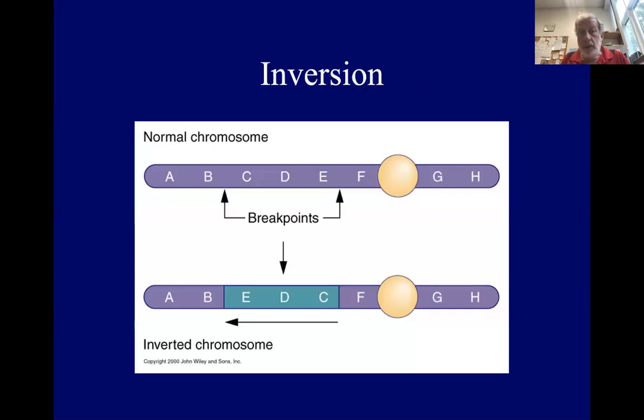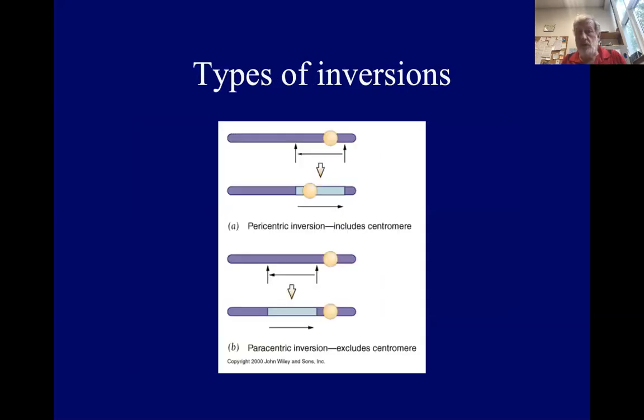So here is a breakpoint between genes B and C and E and F, and then we have that region flip over. So now our gene order is A, B, E, D, C, F, G, H. And this is called a paracentric inversion because the centromere, the white ball there, was not involved in the inversion itself. So this shows pericentric and paracentric inversions, the difference between them. So you'll need to know that.